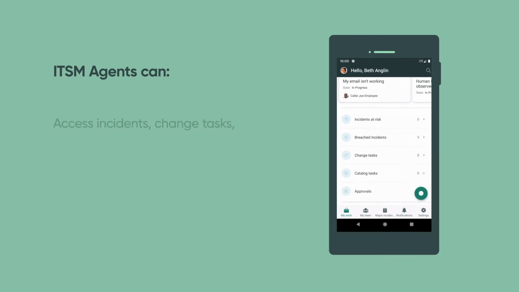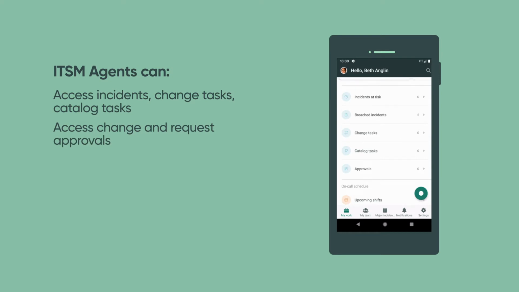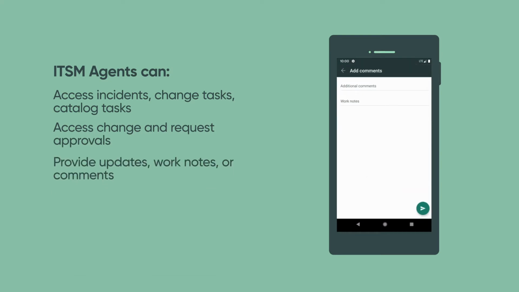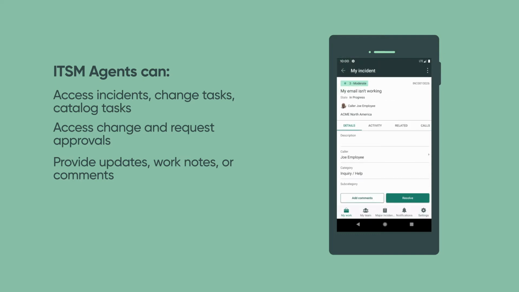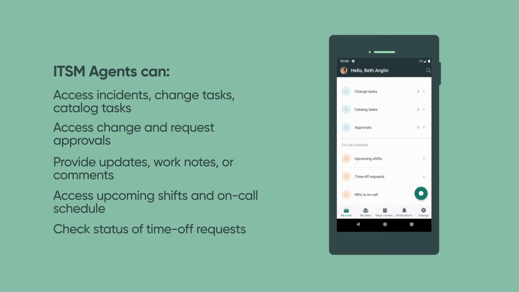As an ITSM agent, you can access incidents assigned to you, your change and catalog tasks, as well as change and request approvals. You can provide updates, work notes, or comments. You can also check your upcoming shifts and the on-call schedule, as well as the status of your time-off requests.